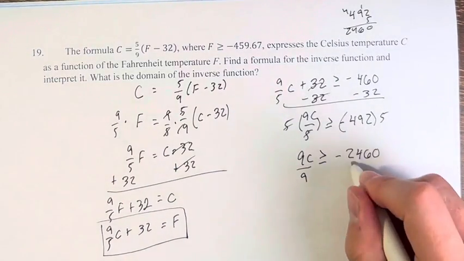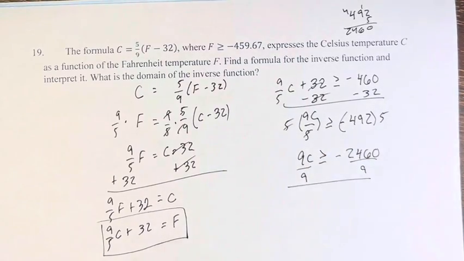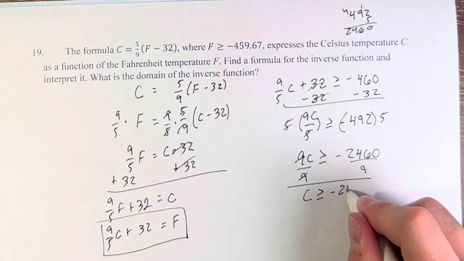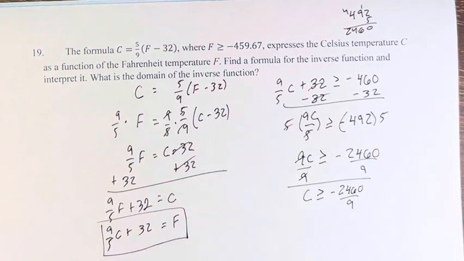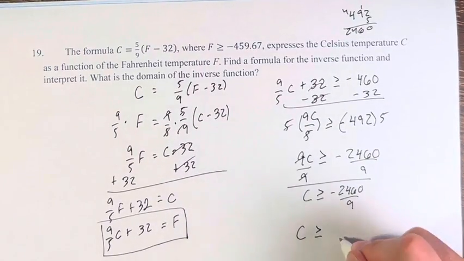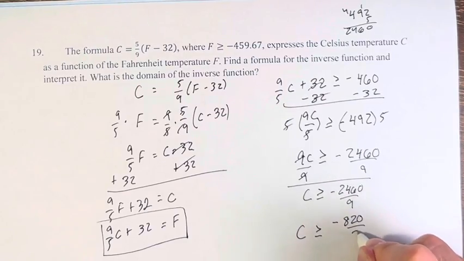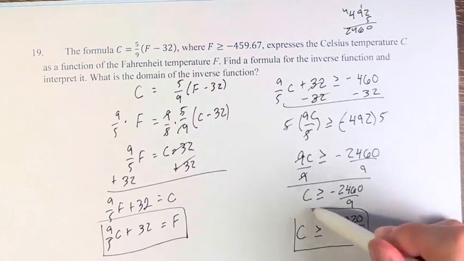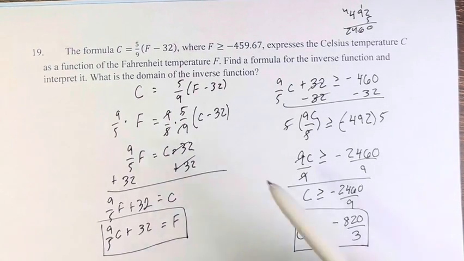And now we just divide this by 9. We get C is greater than or equal to negative 2,460 divided by 9. C is greater than or equal to negative 820 divided by 3. This is the domain of the inverse function.